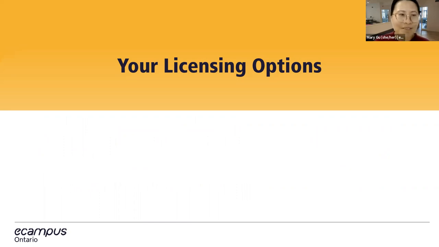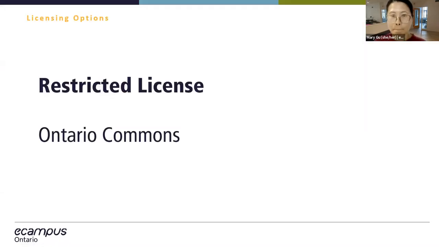All right, so let's talk about the licensing options that you might choose. The VLS funding agreements do specifically mention three Commons-type licenses. That's the Ontario Commons license, the Ontario Commons license no derivatives, and the Creative Commons licenses. We're going to start by looking at the Ontario Commons licenses, which are the more restricted licenses.